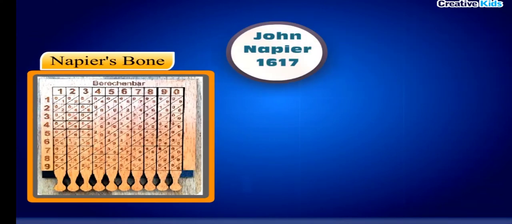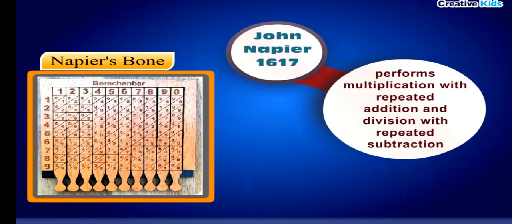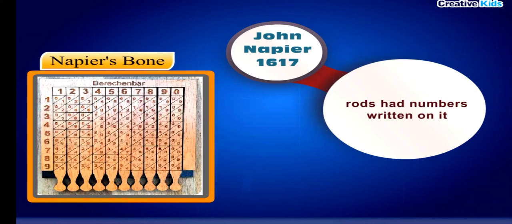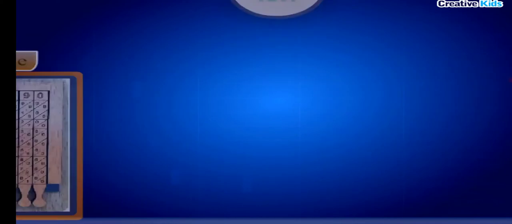Napier's Bones. John Napier, 1617. Performs multiplication with repeated addition and division with repeated subtraction. Consists of rectangular strips of rods made from bones and ivory. The rods had numbers written on them.